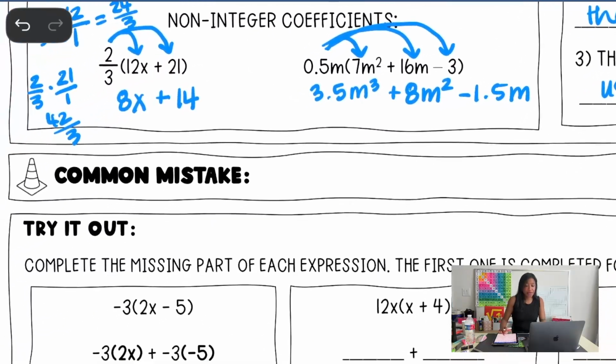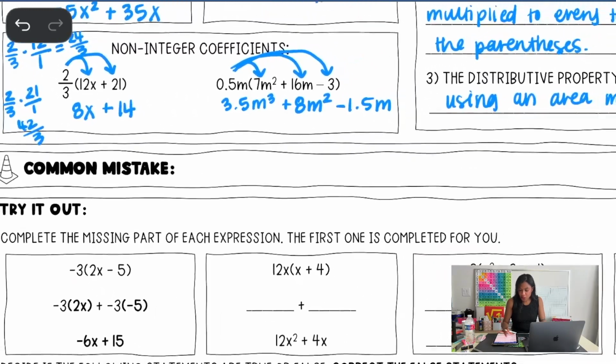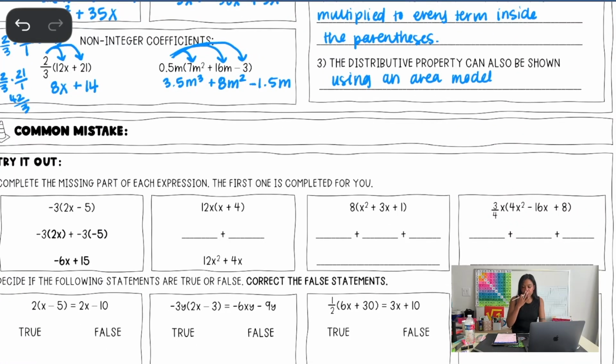Before we go any further, just want to point out a common mistake. Don't want you making this mistake as you are working. The biggest thing that I see people tend to mess up on with the distributive property is forgetting that you have to actually multiply every single term. You do need to do that. You have to especially be careful with your negatives. So that is going to be the common mistake that I'm going to write here. We're going to say forgetting to multiply or distribute every term.